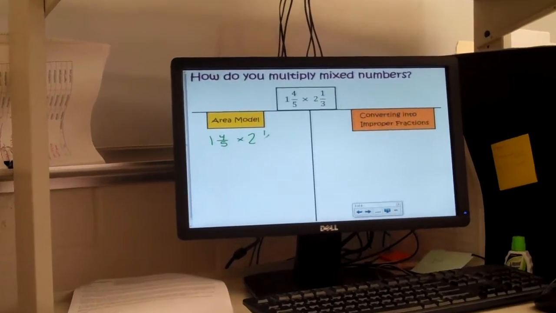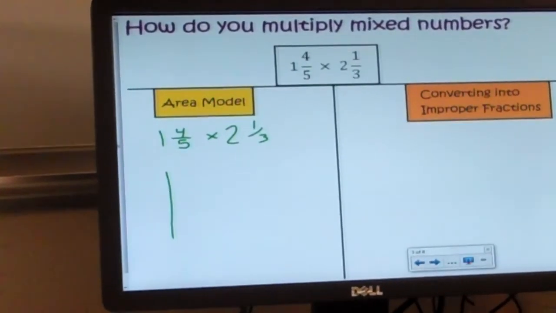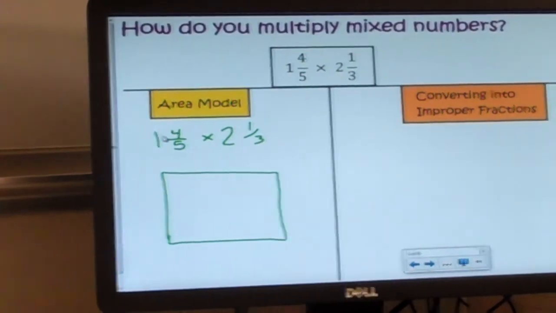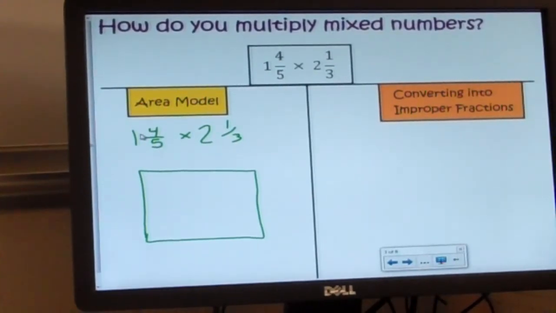Times 2 and 1/3. And we'll set up our area model. All right. How do you think I'm going to break up 1 4/5 with my area model? How would I decompose that? Chris?